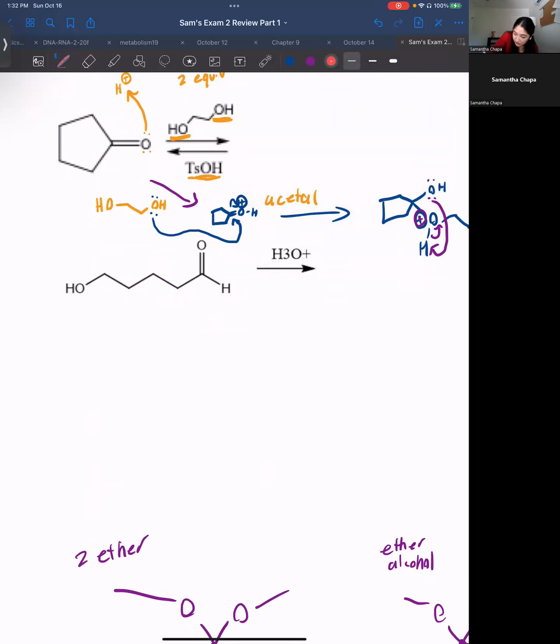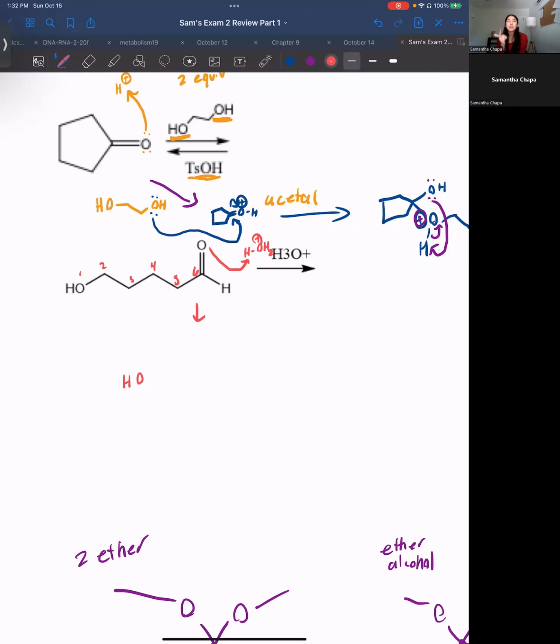So H3O+, an acid. My nucleophile is going to come and get my acid. I'm going to draw this. I'm going to count 1, 2, 3, 4, 5, 6, because I already know how it's going to attack.